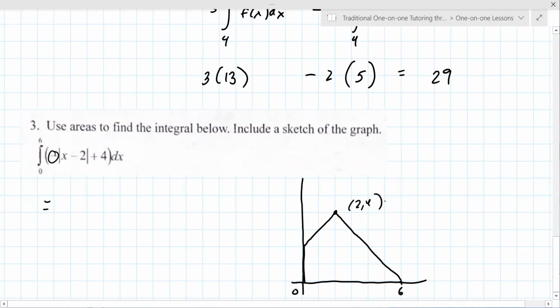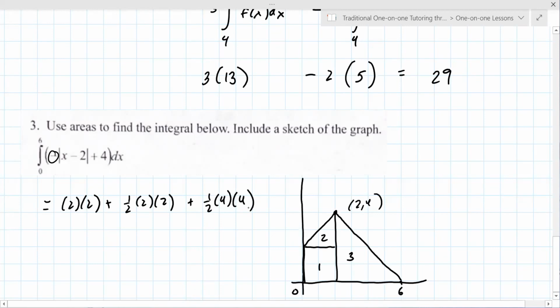My recommendation would have probably been to make 3 regions, 1, 2, and 3. I think what I did is I just thought it was a triangle. All right, so if you want to be that student who goes above and beyond, you could make a big triangle and then subtract out this section. But area 1 is 2 times 2, plus area 2 is 1/2 times 2 times 2, and area 3 is base times height, it's 1/2 times 4 times 4.